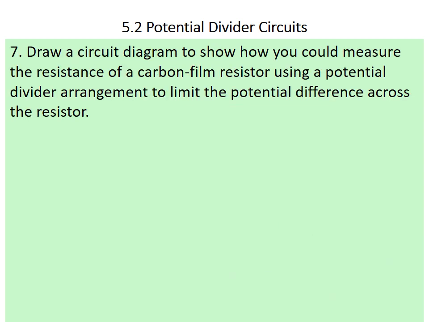Okay, we're going to draw a circuit diagram to show how we can measure the resistance of a carbon film resistor using a potential divider arrangement to limit the potential difference across the target resistor. Start by drawing my battery, one long terminal for the positive, one short terminal for the negative. And we have a wire coming up from positive connecting to our potentiometer, which is a variable resistor.